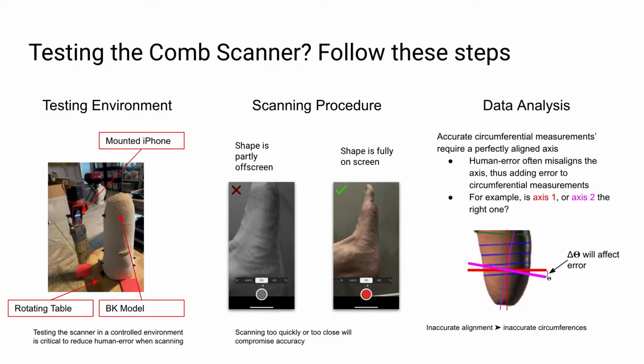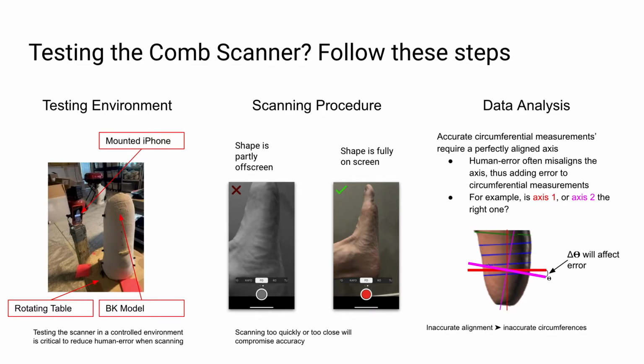A proper testing environment is shown on the left. Notice how the iPhone is mounted at a set distance from the object and that the object is placed on a rotating stool. When the scan operator begins the scan, they will use the rotating stool to slowly revolve the object within the camera's field of view. As a rule of thumb, using this setup, each 360-degree revolution of the stool should take approximately 60 seconds to complete.